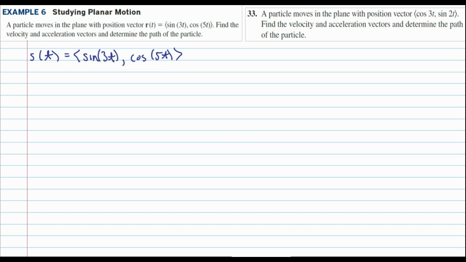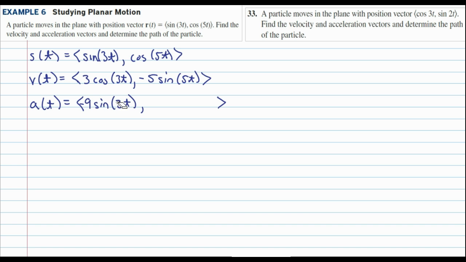So then the velocity vector is: take the derivative of the horizontal position expression, and that's going to be 3 cosine of 3t. Then the derivative of the vertical position expression, so negative 5 sine of 5t. The acceleration vector, same thing. I'm going to take the derivative of the horizontal velocity expression to get the horizontal acceleration, and then take the derivative of the vertical velocity expression to get the vertical acceleration.